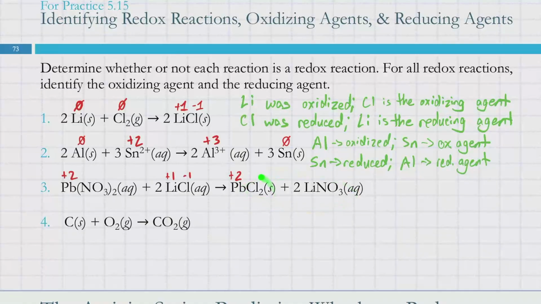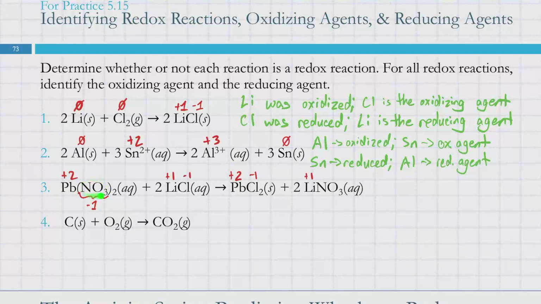On the product side, chloride's a -1 still. Lithium's a +1. And now the only piece that we have to pick apart is our nitrate. Our nitrate is overall a 1- charge. The oxidation state numbers inside of our nitrate have to add up to a -1.